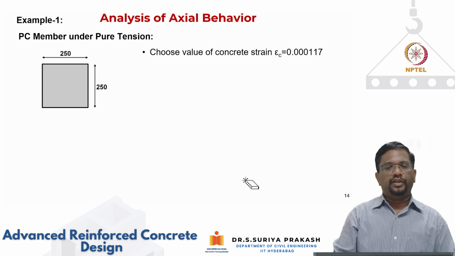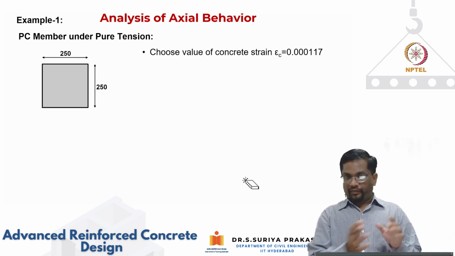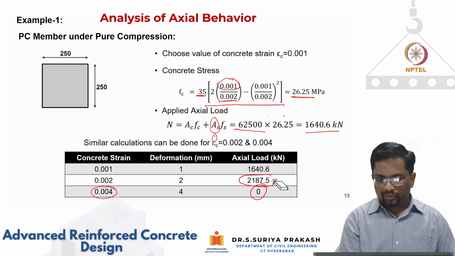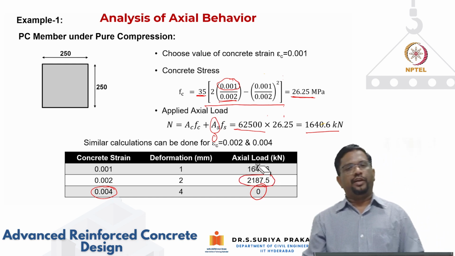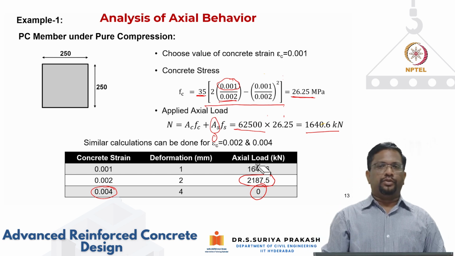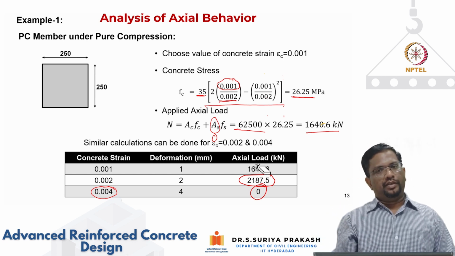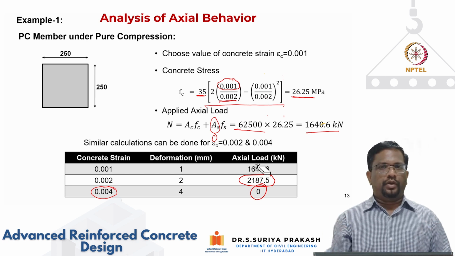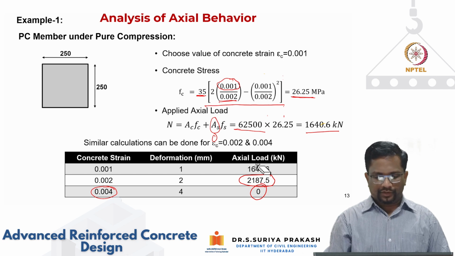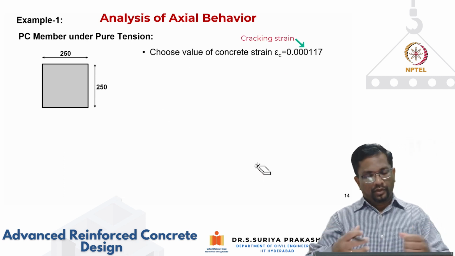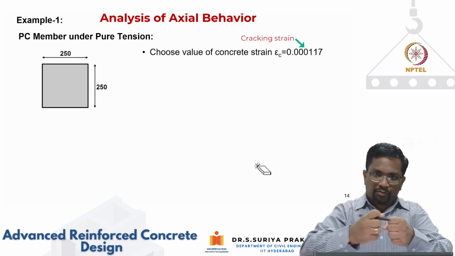Now let us see the same member. We have talked about compression. It can take about 2188 kilonewton of load for a section of 250 by 250 mm, which has a cylinder strength of 35 megapascal. It's quite a good capacity that it can offer in compression. Now let us see what is happening in tension. One is I'm squeezing the concrete, now I'm pulling the concrete.